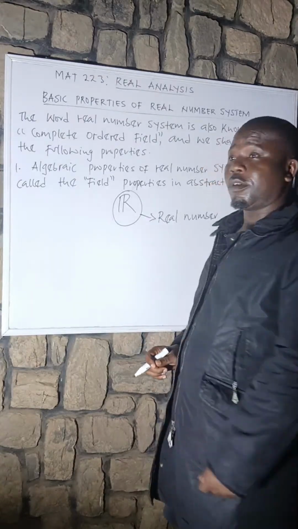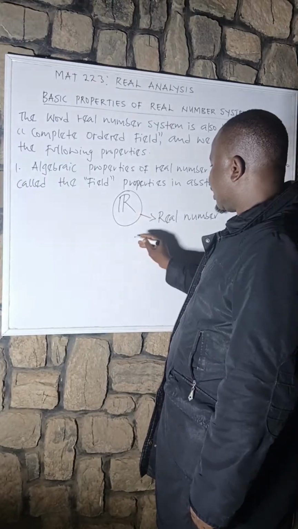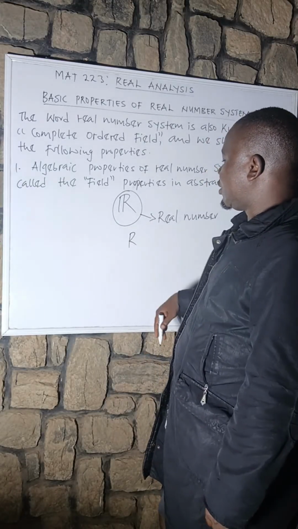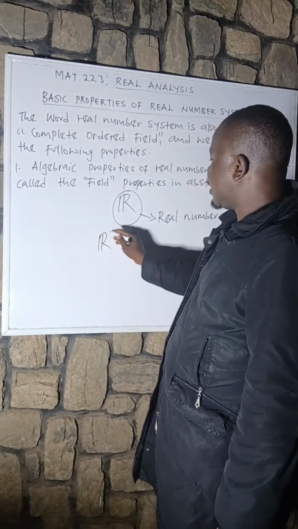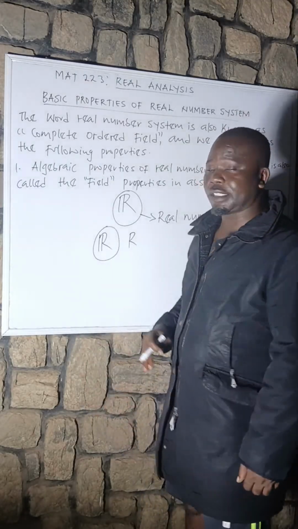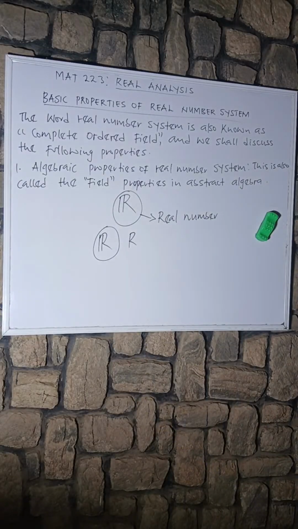Some of you want to say this is an arrow. Is that clear? This is not an arrow. This is how we can write real number, in short form. Is that clear? So take notes. Are you following? So that is that.